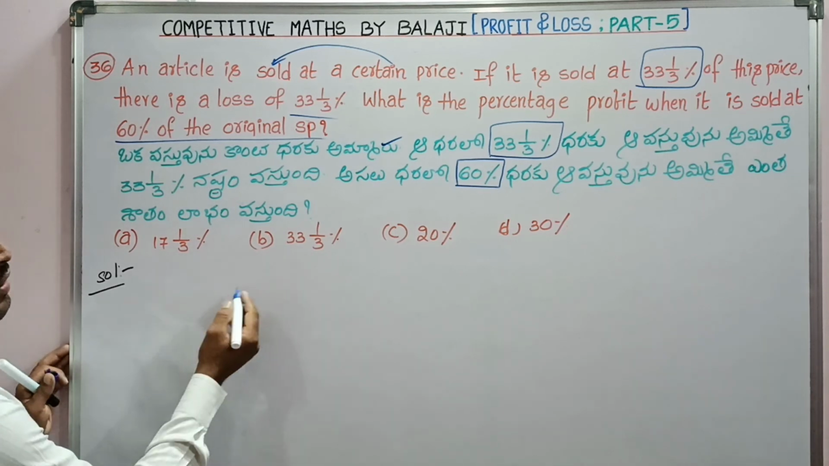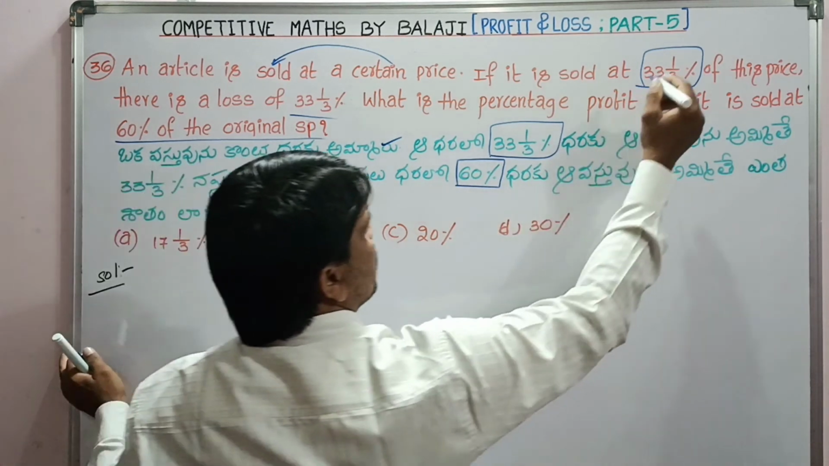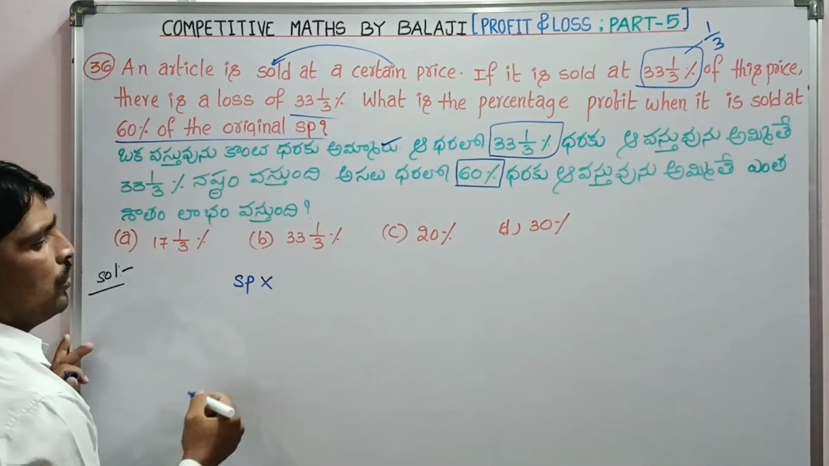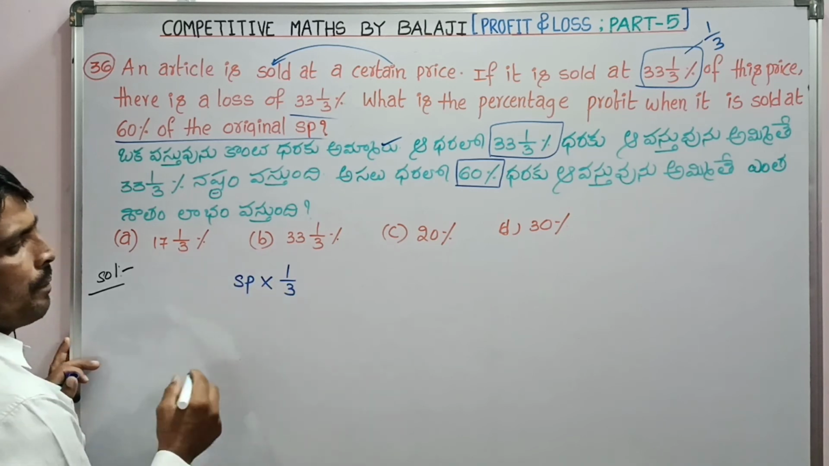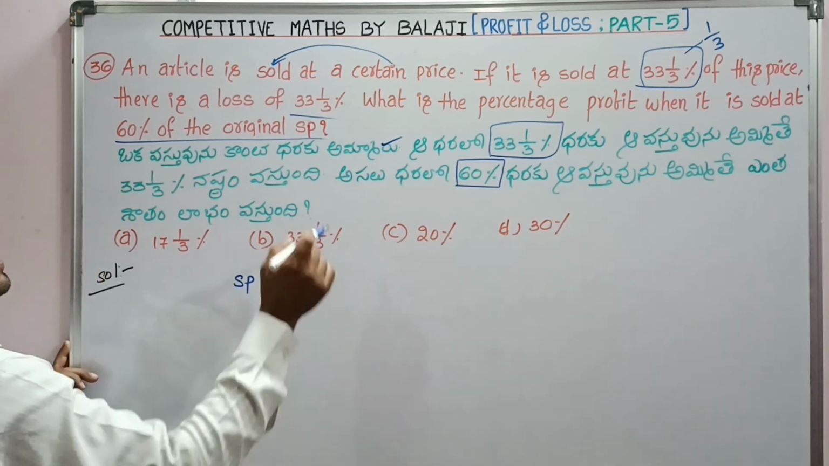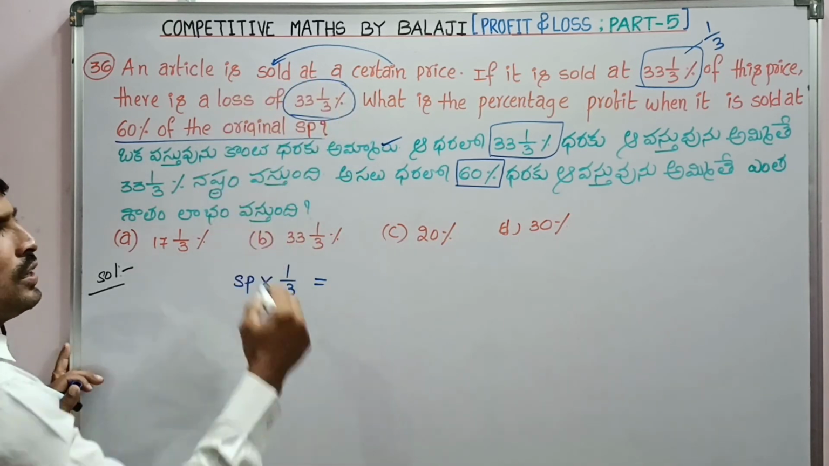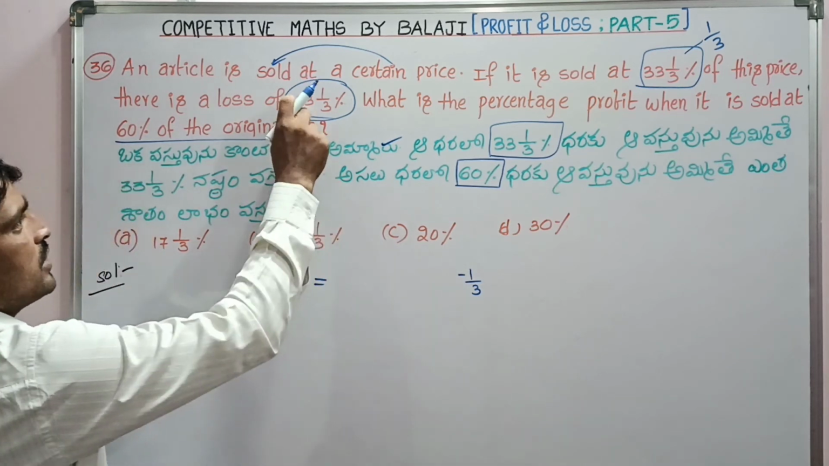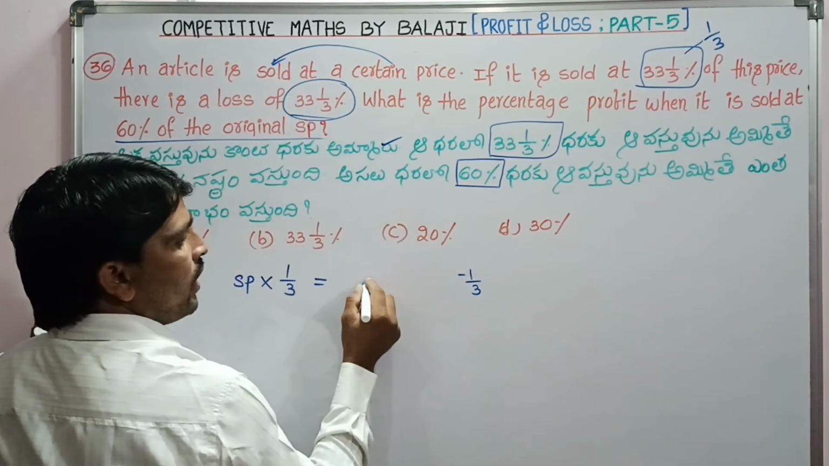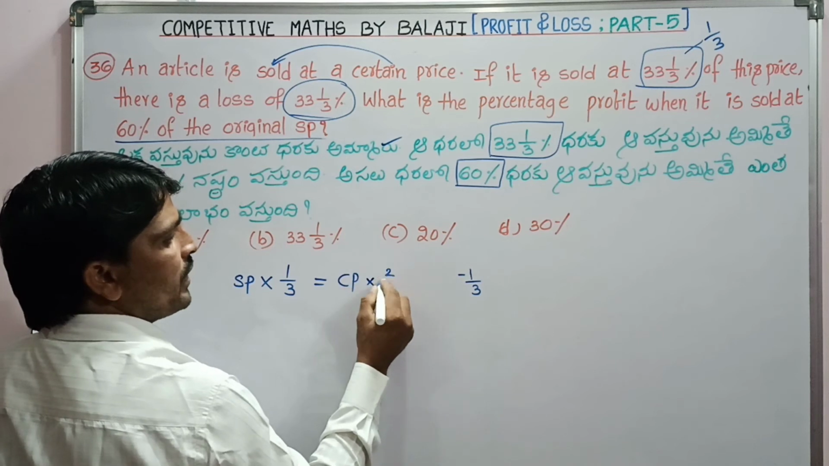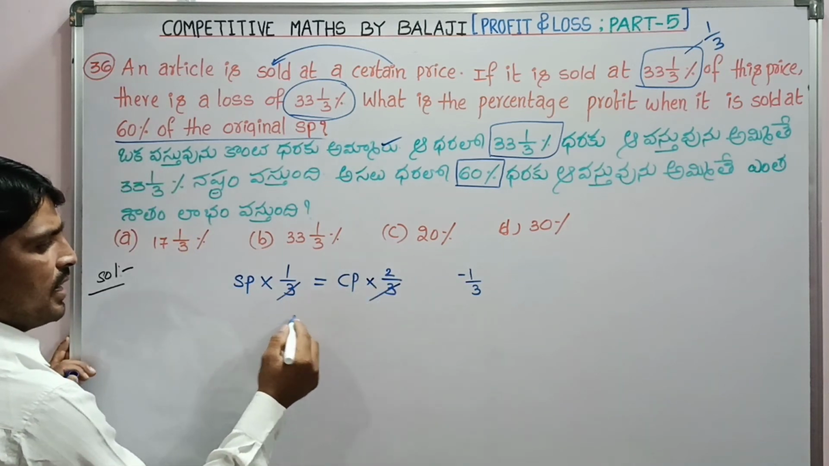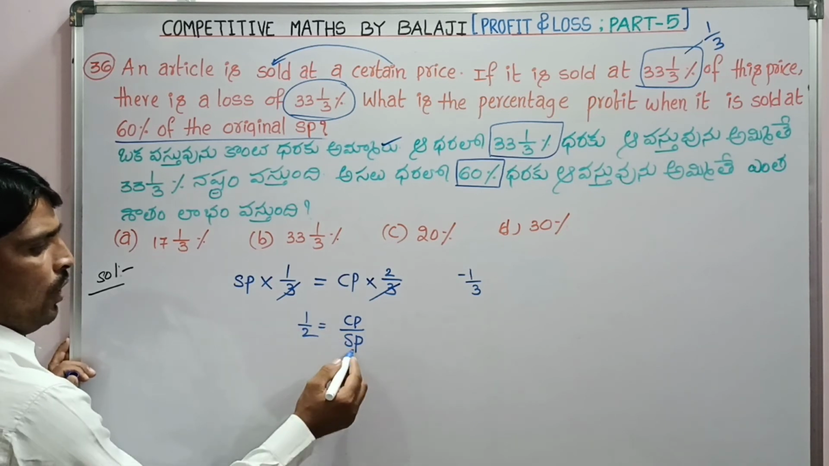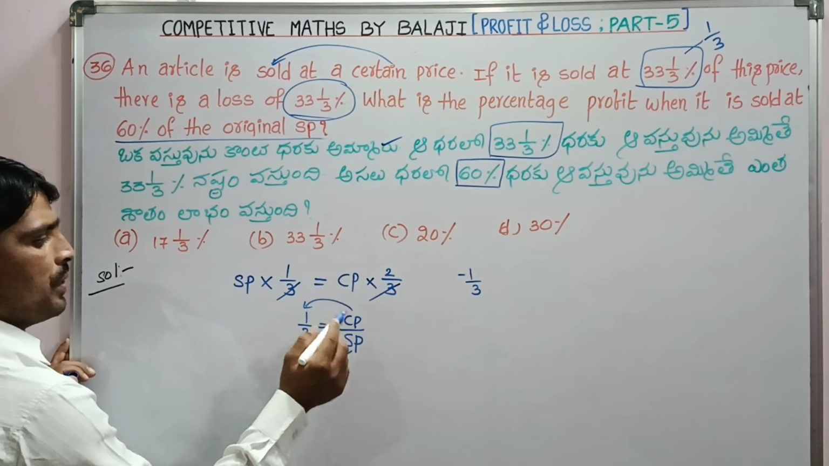Let us see it by shortcut. Since 33 whole 1/3 means 1/3. When the article is sold 1/3 times of SP, in this case we include 33 whole 1/3% loss. That is 33 whole 1/3% means 1/3. Since it is loss, we get minus 1/3. So the article is sold 2/3 times of CP. So 3 gets cancelled. CP over SP is 1/2. Original SP is 2 and original CP is 1.